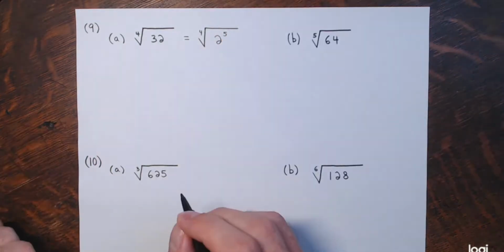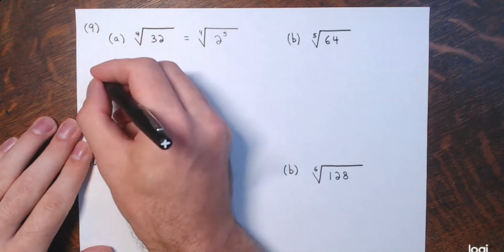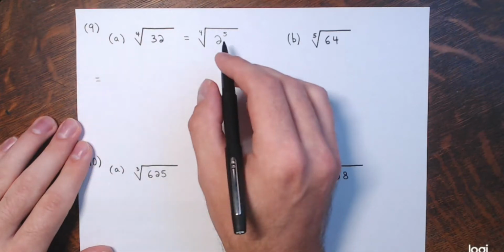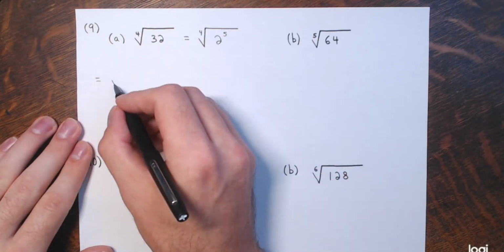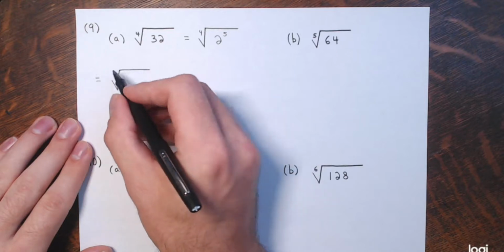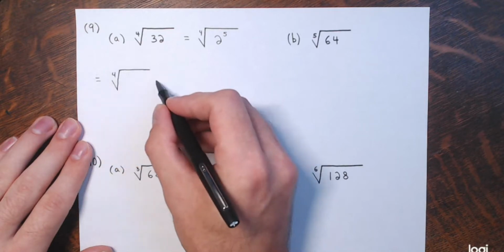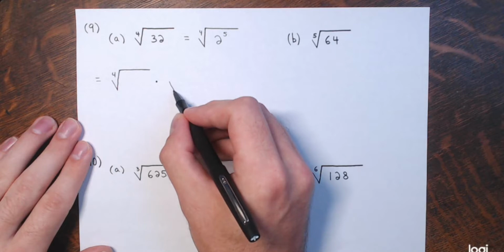Alright. And then I'll use the product property. Alright, so I factor the radicand completely. And I'm going to use the product property to write this as a fourth root times another fourth root.